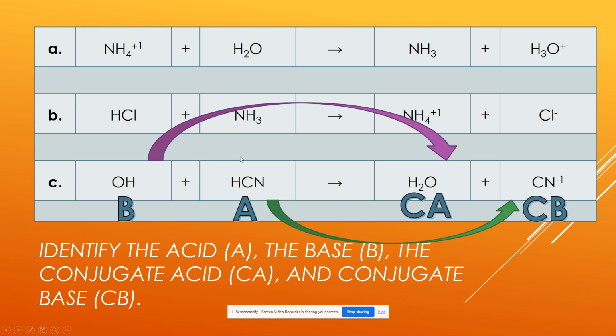HCN went from having one proton to none in terms of the hydrogen. And so because it donated that, acids are donors. So again, in the reverse direction, that makes this the conjugate base. So again, conjugate acid and base are products. Acids and bases are on the reactant side.